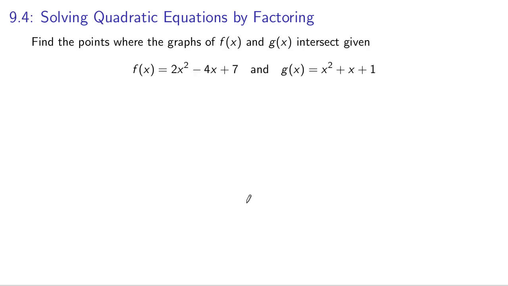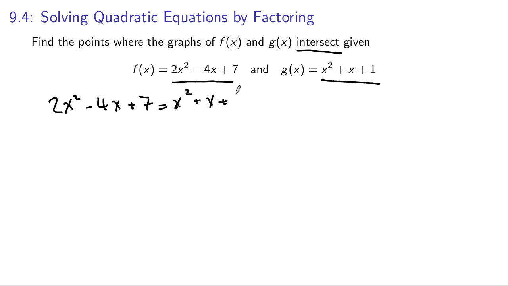Find the points where the graphs of f and g intersect, given that f of x is 2x squared minus 4x plus 7, and g of x is x squared plus x plus 1. So to find where two graphs intersect using algebra, we could do it graphically, of course, too, but using algebra, we need to set these two rules equal to each other, the two functions' outputs equal to each other, and solve to find where the outputs are the same. That'll give us the input values where the output values are the same.